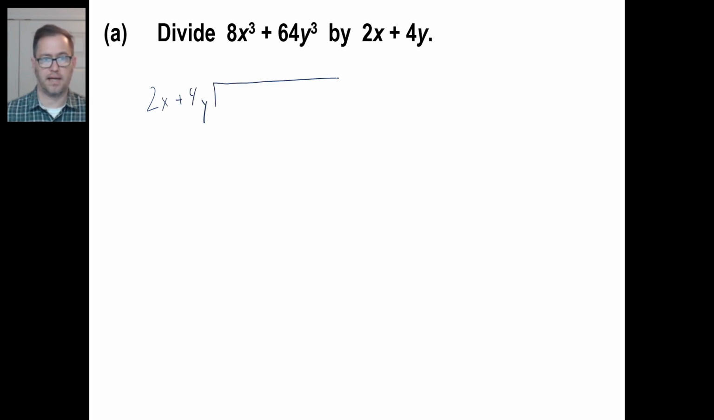Okay. This is what we're going to have. 8x cubed, and then we'll stick this 64y cubed way on down here for right now. That's an 8. Well, 2x into 8x cubed will be 4x to the second power. We multiply that by, we always get the same thing for the first term. Now it's tricky. We have 4 times 4 is 16, and then x squared times y is what we have there.